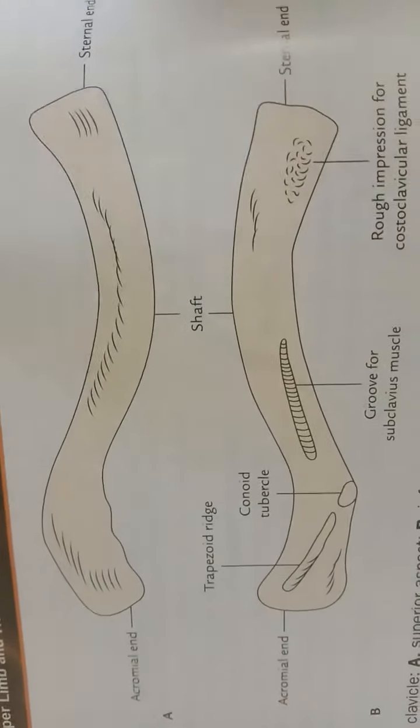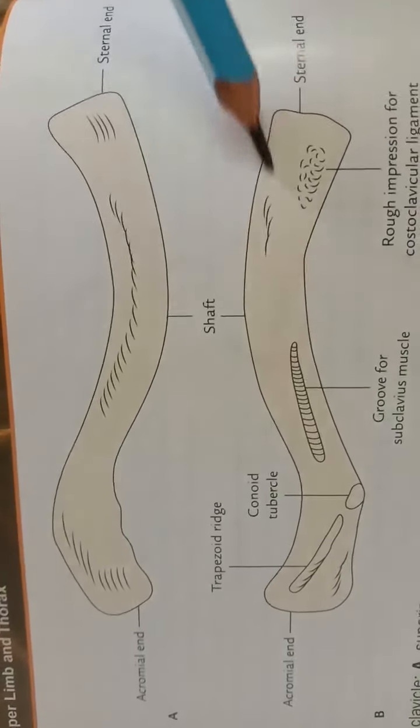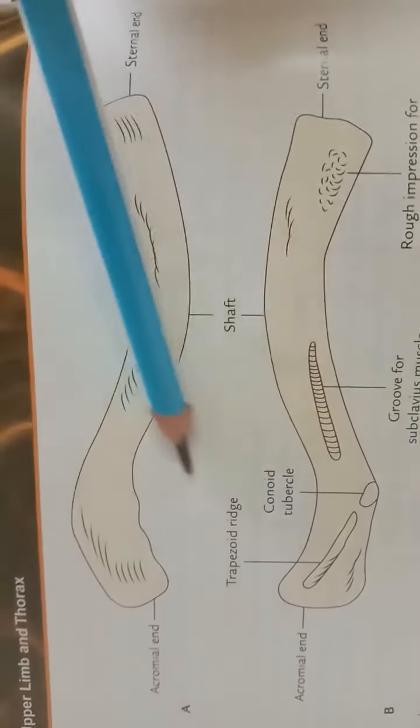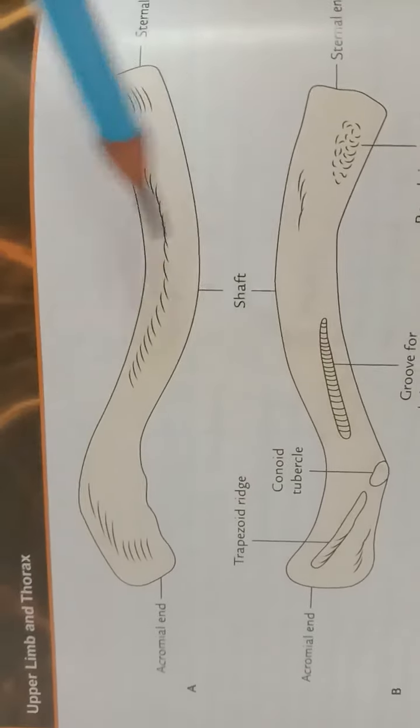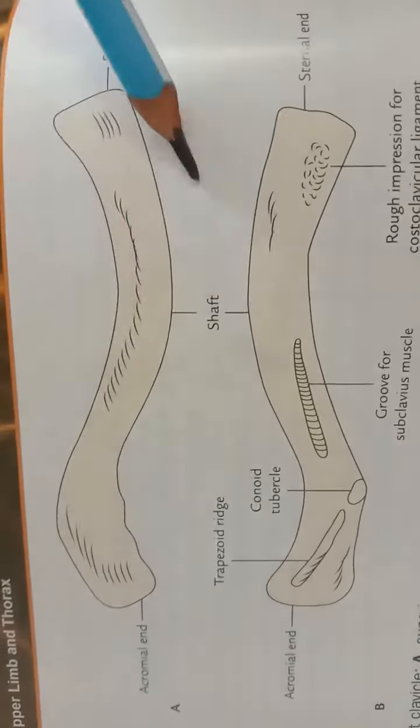So let's see the details of the clavicle. This is the clavicle, this is the superior view, and this is the inferior view of the right side clavicle. So let's see first the peculiarities of the clavicle.